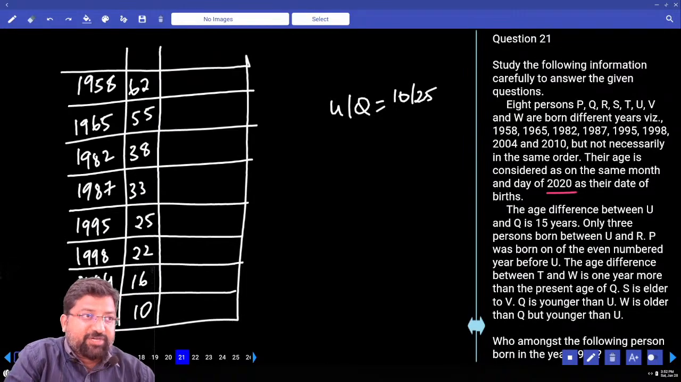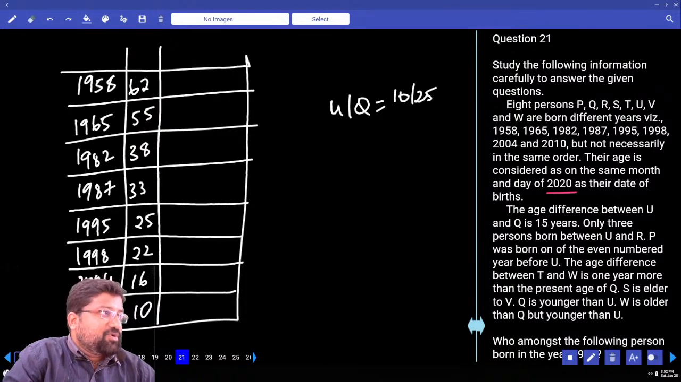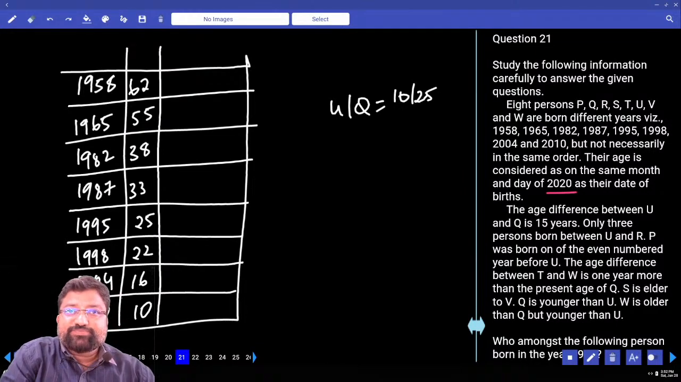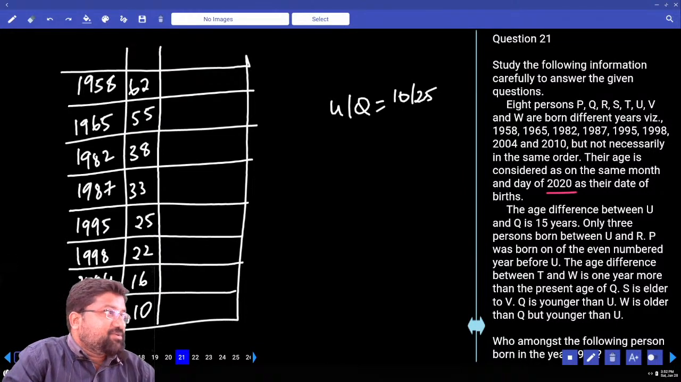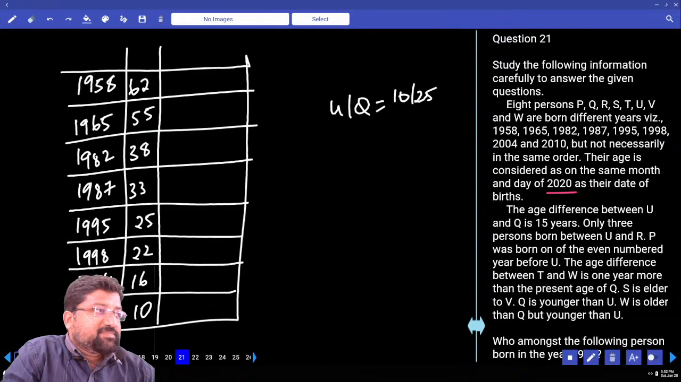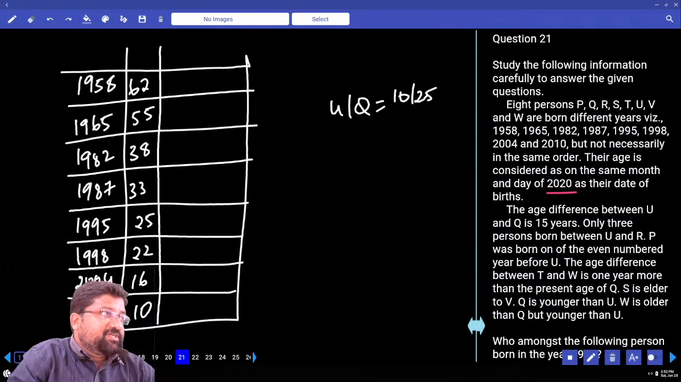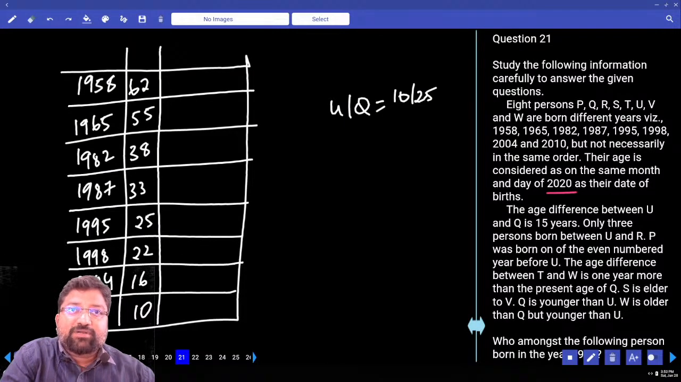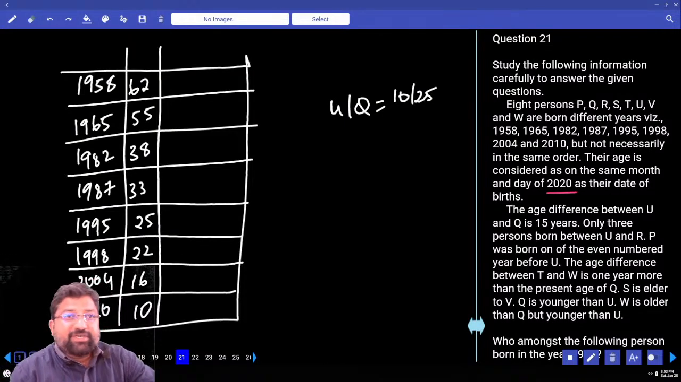16 plus 15, do you have 31? No. 22 plus 15, do you see? No. 25 plus 15? No. 33 plus 15, 48, is it there? 38 plus 15, 55 plus 15 and it goes to 70. How many possibilities? Only one possibility. U and Q can be either 10 or 25. Am I sure here? Tell me.